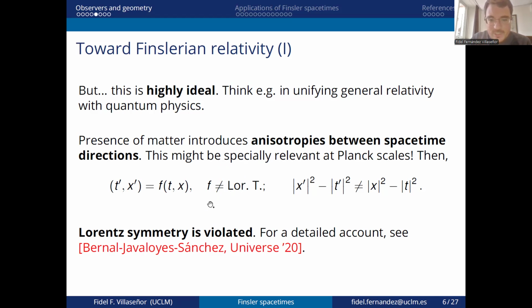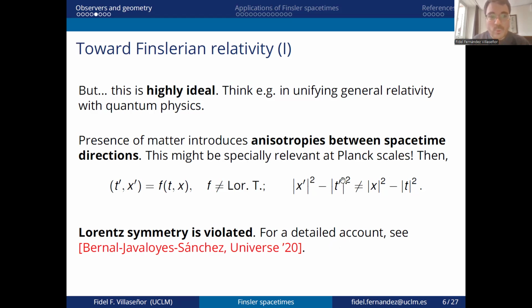Now, if we take this to be true, at the end of the day, the most important consequence is that because we do not have Lorentz transformations now, this quadratic form will not stay invariant any longer. So, in other words, Lorentz symmetry is violated. For a detailed account of how this happens, I have given you the brief version; I refer you to this paper by Bernal, Javaloyes, and Sánchez. But the important consequence is the violation of this quadratic form.